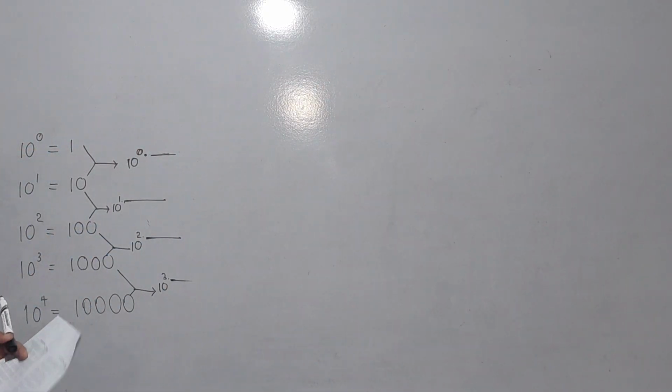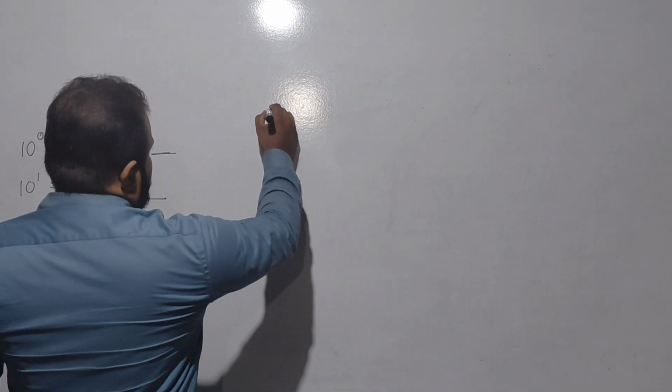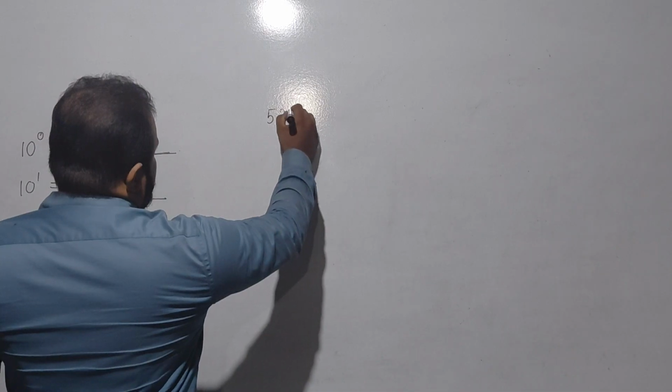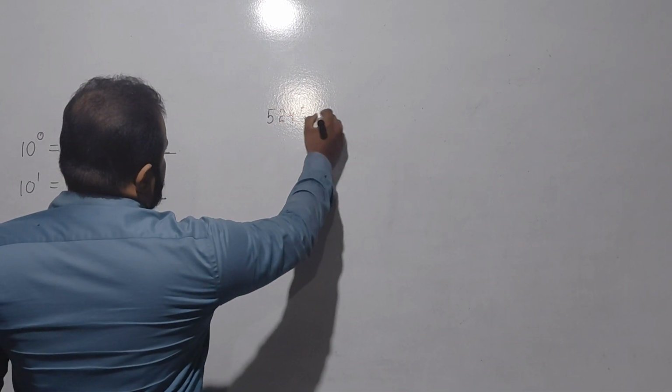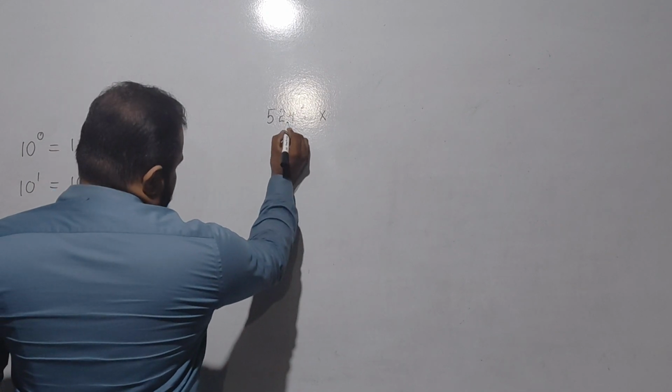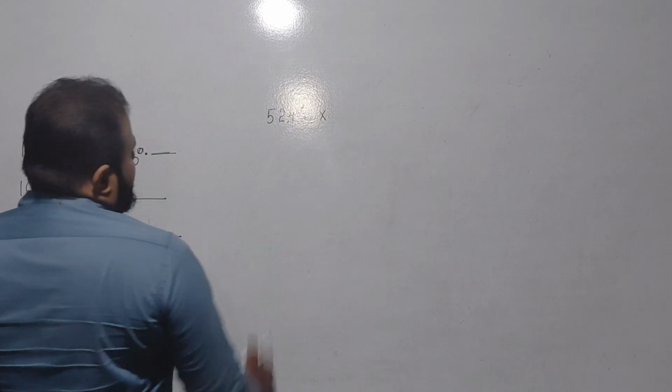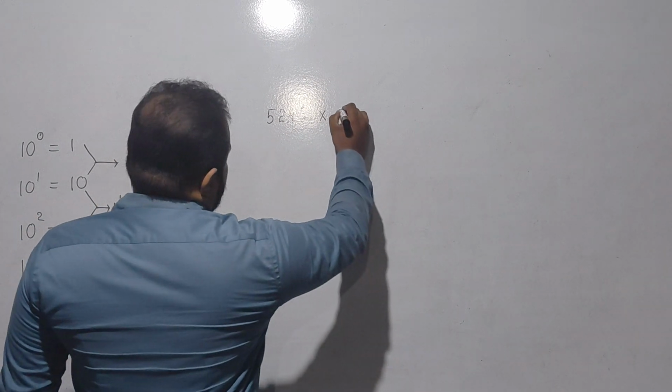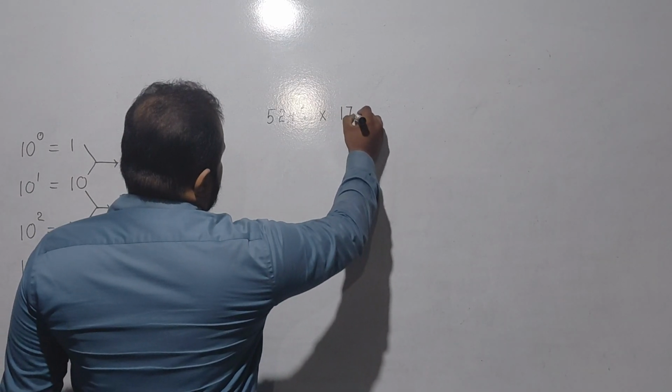Let's do multiplication. Think you need to multiply 5245. Let's make this value a little bit, yes, 52.45 multiplied by 17.89.